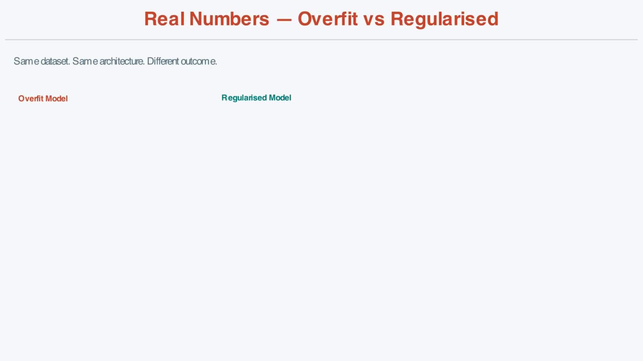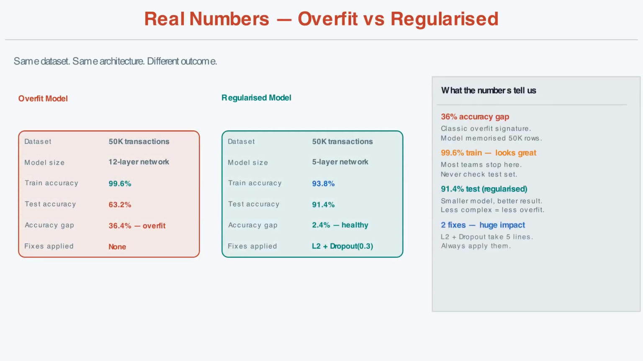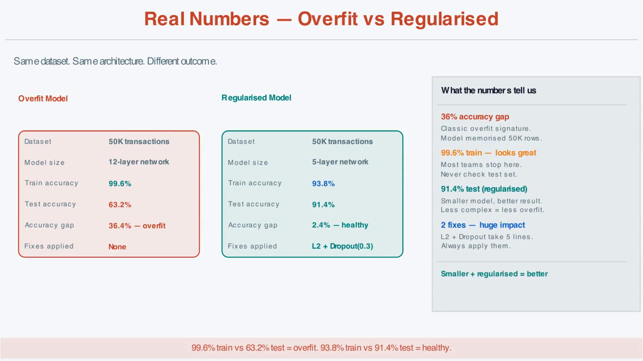Let us see what this looks like with real numbers. Same task: fraud detection on 50,000 credit card transactions. Same dataset. Same architecture as the starting point, a 12-layer neural network. The overfit model, no regularization applied. Training accuracy, 99.6%. The model is essentially memorizing the training set. Test accuracy on unseen transactions, 63.2%. The gap is 36.4%. This model would be useless in production, worse than many simple rule-based systems.